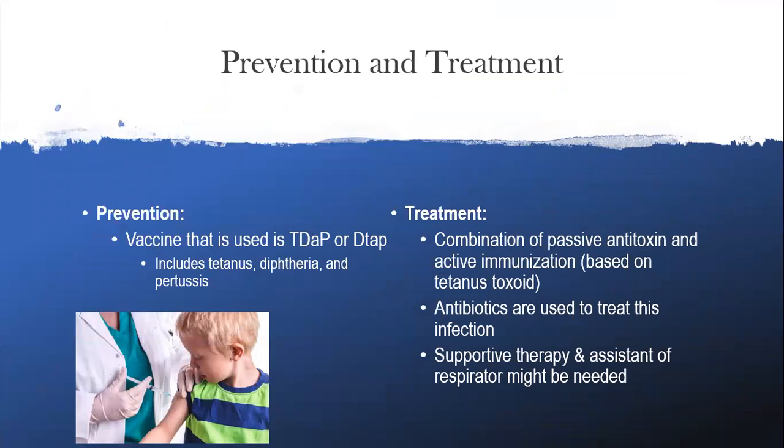So like I've mentioned, the prevention and treatment: the main prevention is the vaccine, and it's called the Tdap or the DTaP. And it includes tetanus, diphtheria, and also pertussis. So that's the main prevention, the main way of not getting this disease.